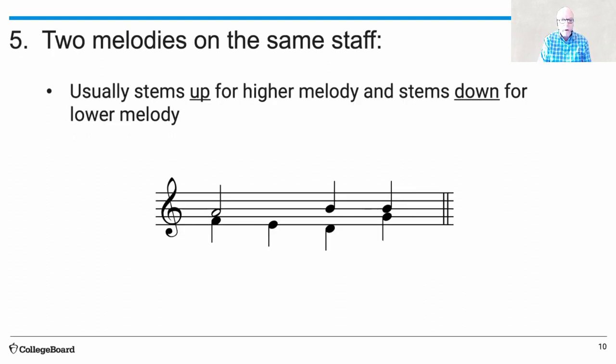Number five, when there are 2 melodies on the same staff, usually it's stems up for the higher melody and stems down for the lower melody. And we're going to encounter that quite a bit in our work in AP.